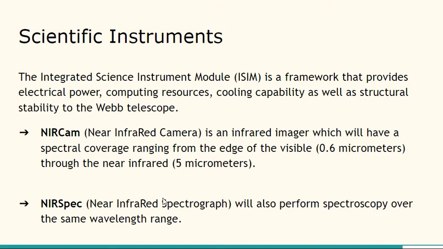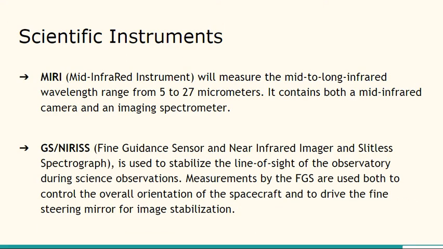NIRCam, the Near Infrared Camera, is an infrared imager with a spectral coverage ranging from the edge of the visible, 0.6 micrometers, which corresponds to the orange color, to 5 micrometers in the near infrared. NIRSpec, a near infrared spectrograph, is an onboard spectrograph which will enable us to decompose the matter content from which the light is coming. MIRI, the Mid-Infrared Instrument, will enable us to observe in the mid-infrared to long infrared wavelength range, from 5 micrometers to 27 micrometers.